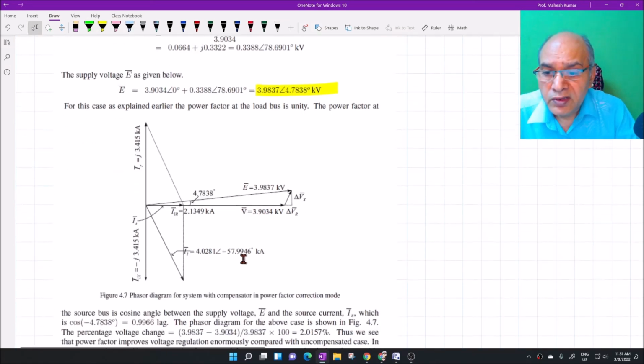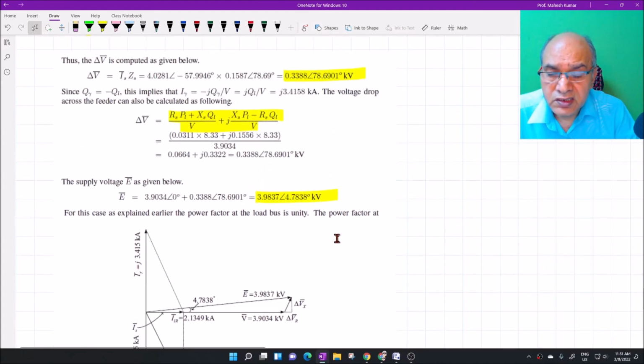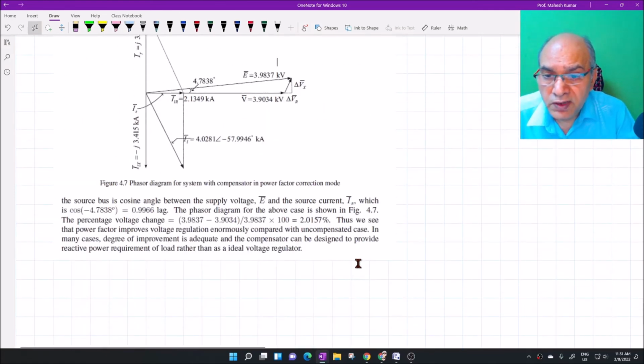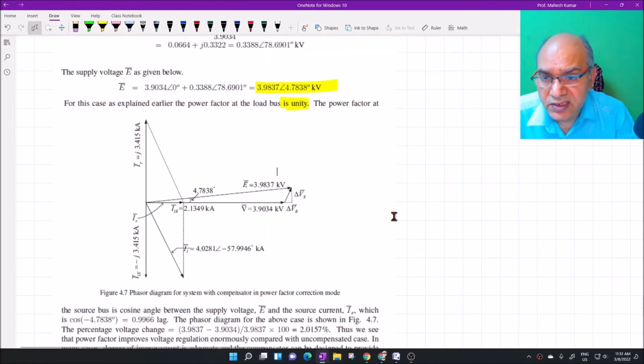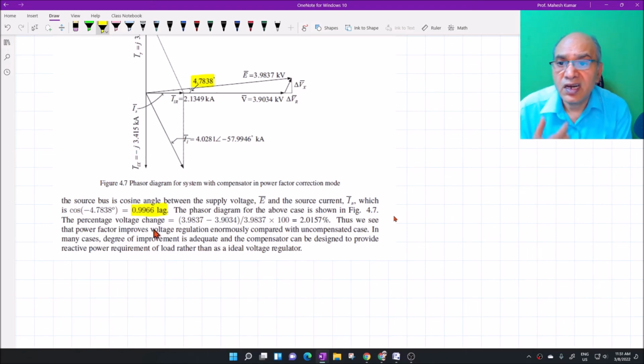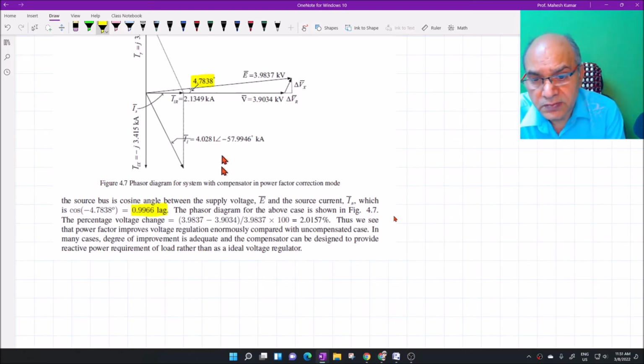Okay, you can also find out the voltage regulation for this will be slightly better than the previous case. The power factor at the load is unity because angle is 0. However, the power factor at the source bus will be the cosine angle between E and IS. So this is 4.78. Okay, so cosine of 4.78 will be 0.9966 lag, because the current is lagging the E voltage in this case.